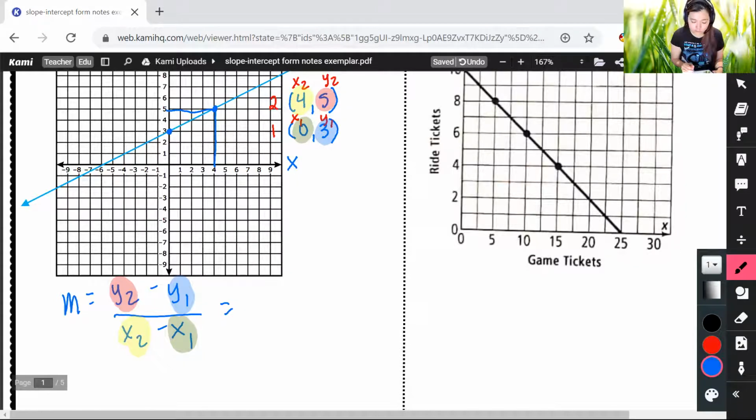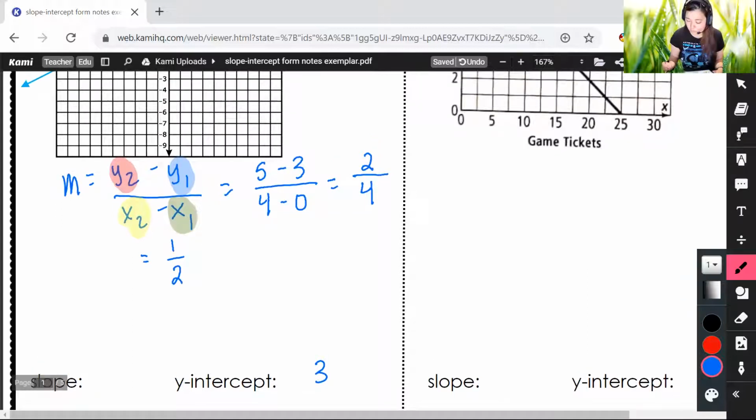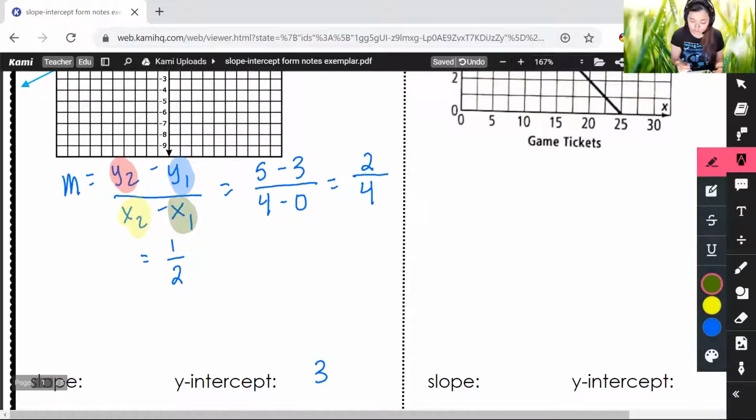So y2 is 5 minus y1, which is 3, divided by x2, which is 4, minus x1, which is 0. 5 minus 3 is 2. 4 minus 0 is 4. And then we have 2/4. Now we need to reduce this fraction. So when we do that, it becomes 1/2. Let me highlight these again too. You can see each number went exactly where it's supposed to go.